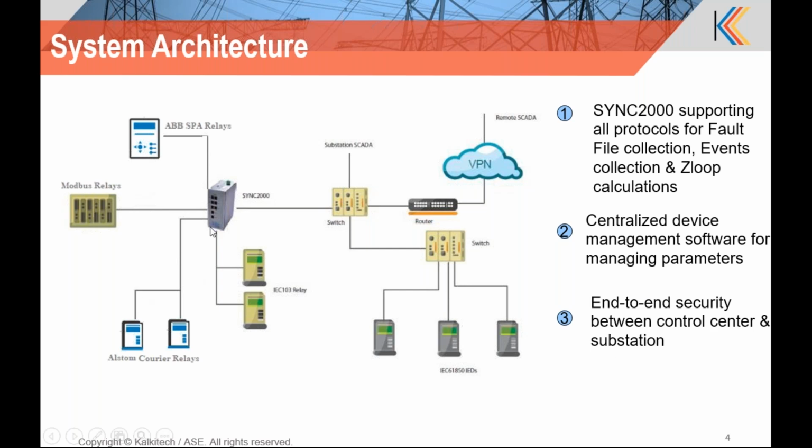Third is end-to-end security, that is from SYNC2000 to the central location. End-to-end security is enabled with multiple mechanisms like a TLS 1.2 tunnel, role-based access, a certificate exchange mechanism, a certificate validity mechanism, and a lot of other security-enabling techniques used to validate these steps. So this is the overall architecture of the system.